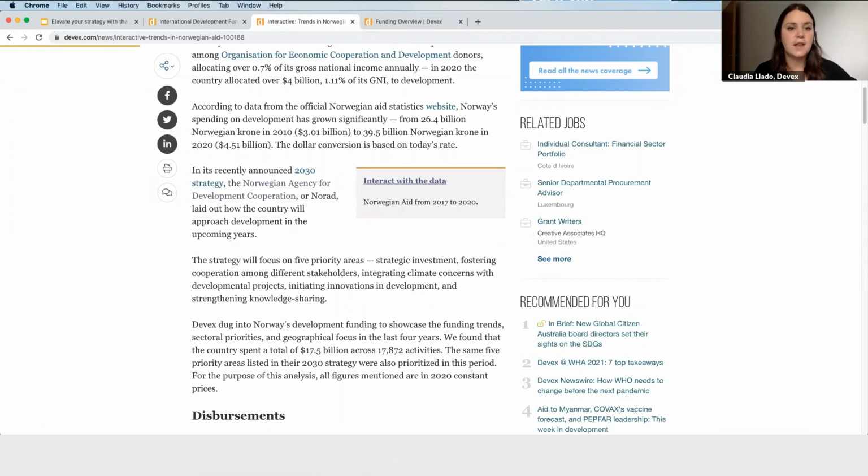Now we've got another question. We know the EU is streamlining aid funding instruments in the new multi-annual financial framework from 2021 to 2027. How can I track opportunities related to the new Neighborhood, Development and International Cooperation Instrument on Devex? While all EU development funding will come from the same EU budget in the new multi-annual financial framework, most of it will be channeled through the NDICI instrument.